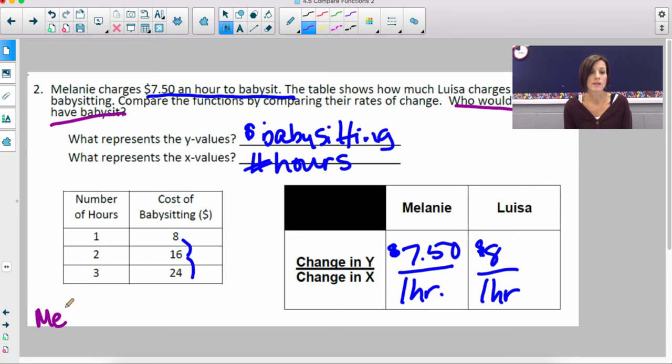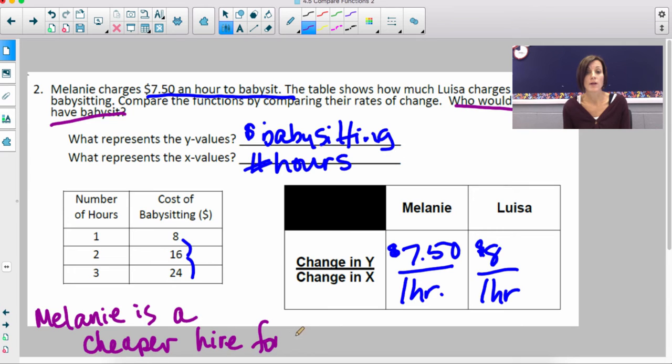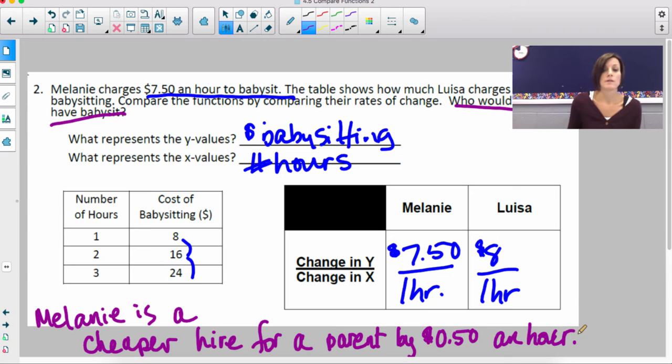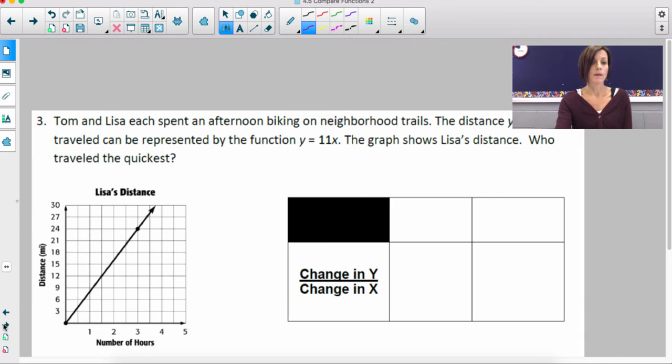Well, Melanie is a cheaper hire for a parent by 50 cents an hour. Okay, just make sure we answer the question. We explain why Melanie is a better hire than Louisa. Although Louisa might be a better babysitter, you never know.